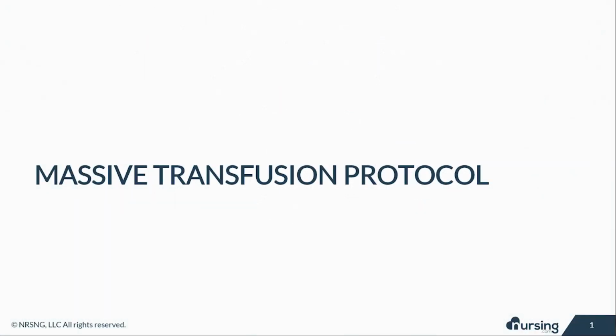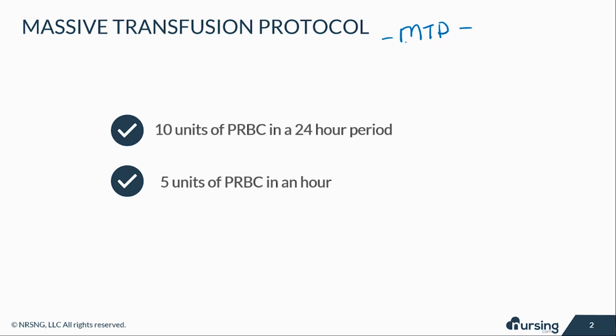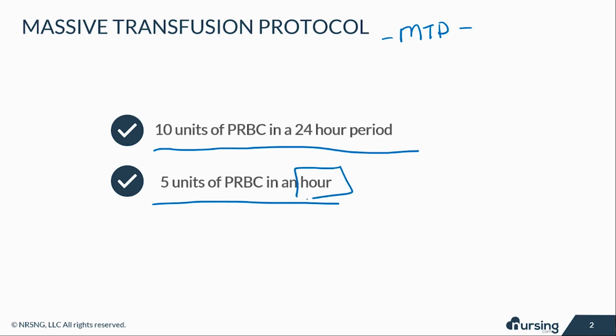Guys, in this lesson, we're going to talk about massive transfusion protocols. MTP is just the abbreviation for massive transfusion protocol. It is usually initiated when a patient needs 10 units of packed RBCs in a 24-hour period, or 5 units of packed RBCs in 1 hour.